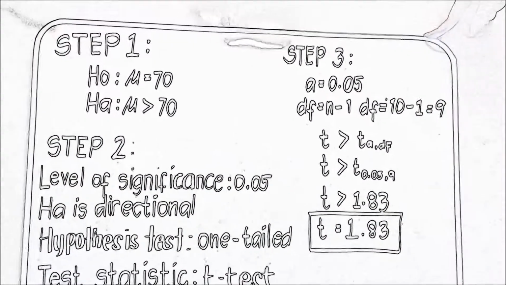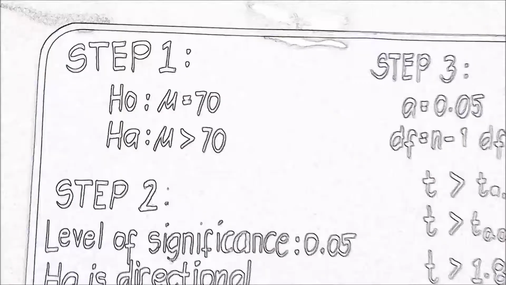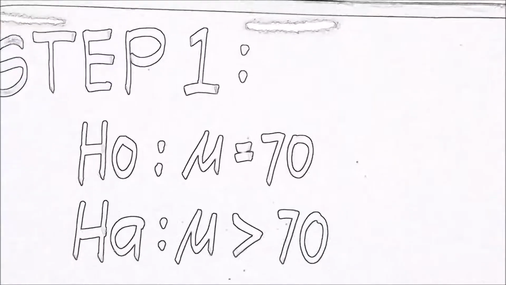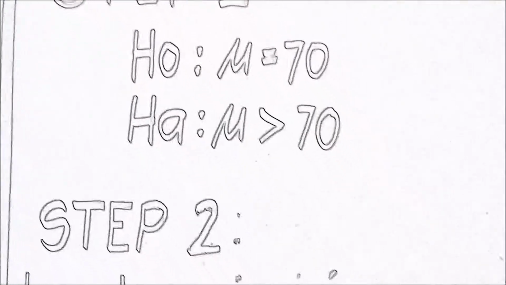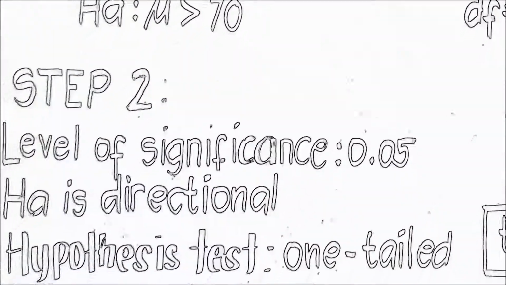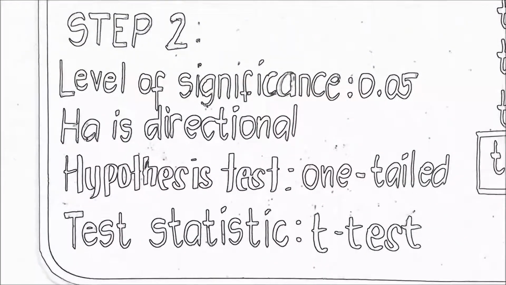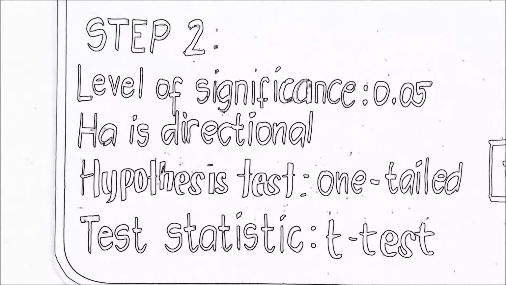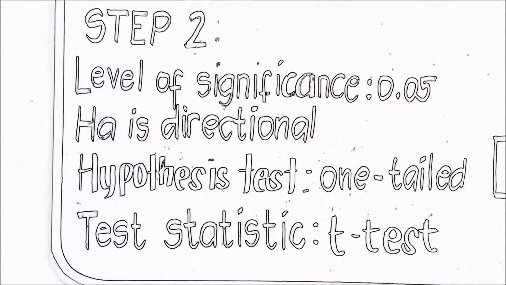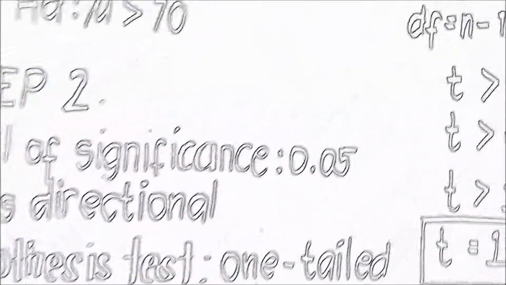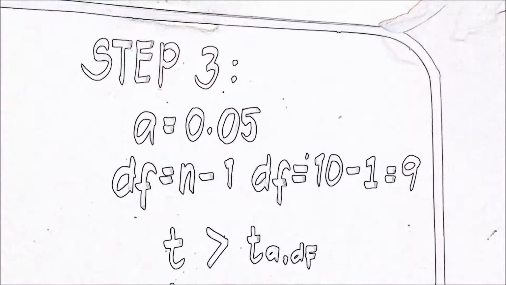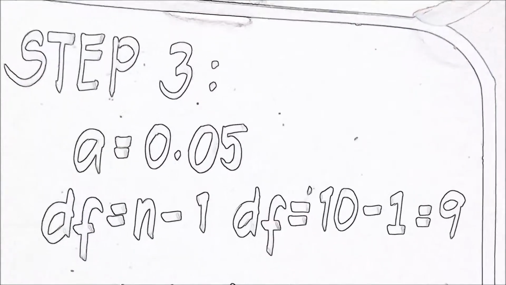For step 1, our null hypothesis is a mean equal to 70. Our alternative hypothesis is a mean greater than 70. In step 2, our level of significance is 0.05. Our HA is directional, the hypothesis test is one-tailed, and the test statistic is a t-test since our n is lesser than 30. In step 3, to find the critical region, we have an A of 0.05.